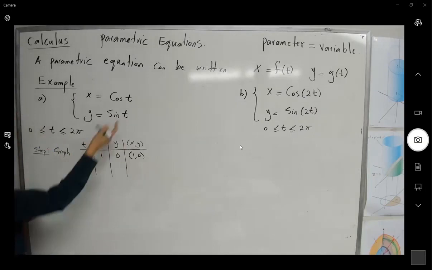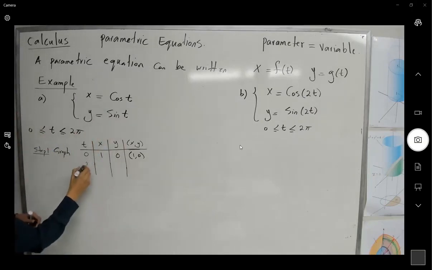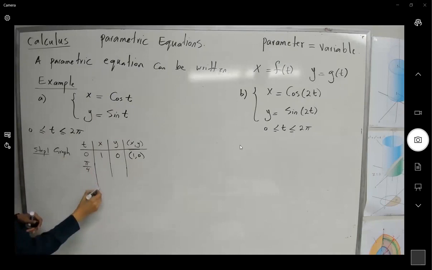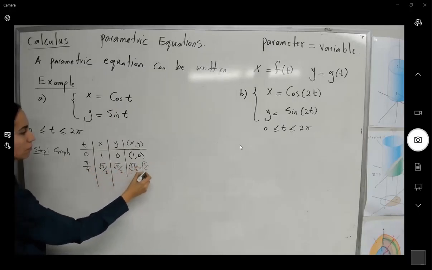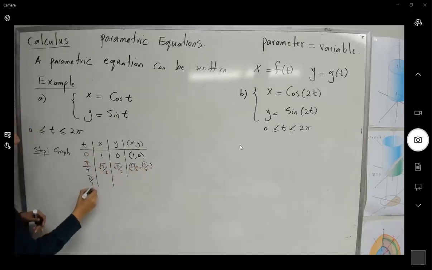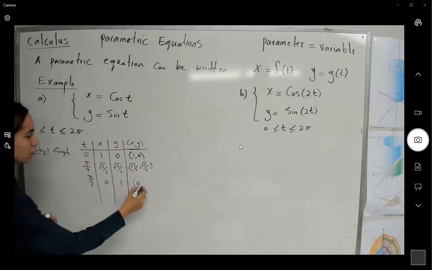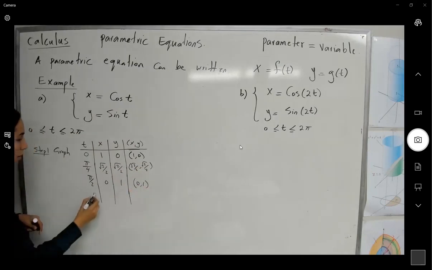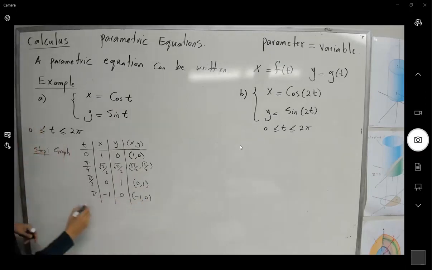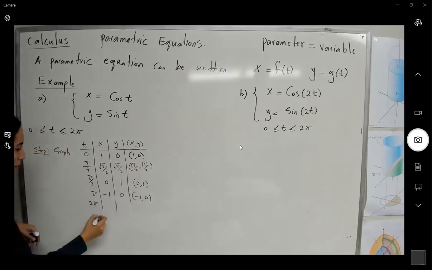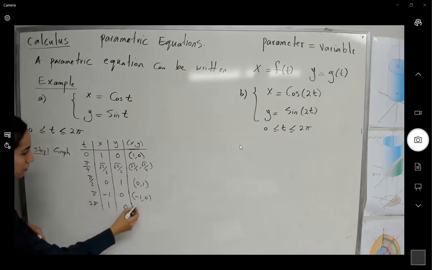Well, t might be equal to pi over, for example, 4. In that case, your x is square root of 2 divided by 2, y the same. It can be pi over 2, 0 and 1. You're going back to pre-calc. It might be pi. Then in this case, we get negative 1 and 0. And at the end, the terminal value is 2 pi. You get 1 and 0.